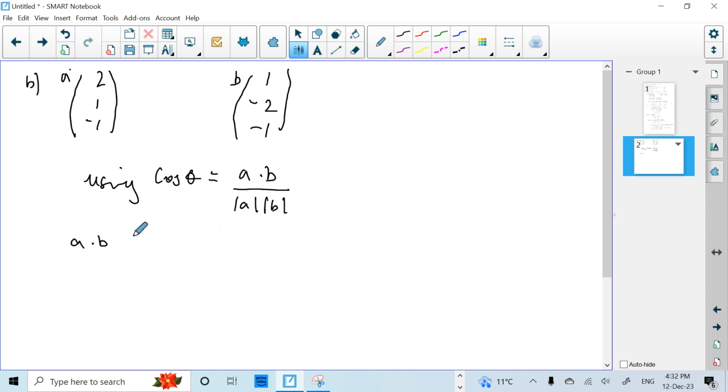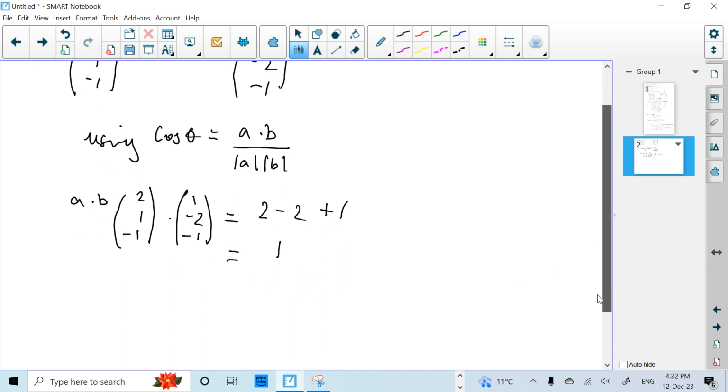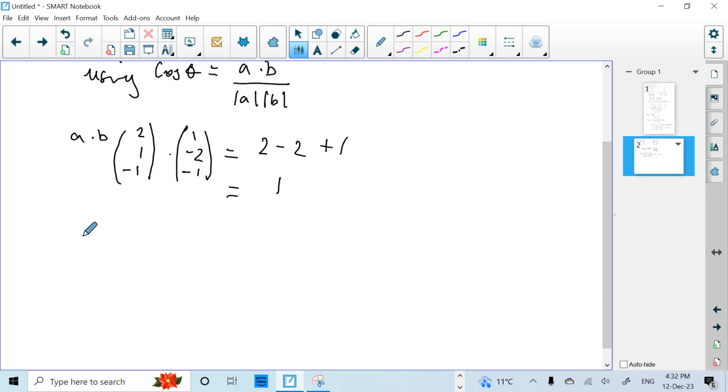Let's do A dot B, which is 2, 1, and -1, multiplied by 1, -2, and -1. Write it out again, and that will give us our dot product of 2 minus 2, plus 1, which is equal to just 1. There you go.